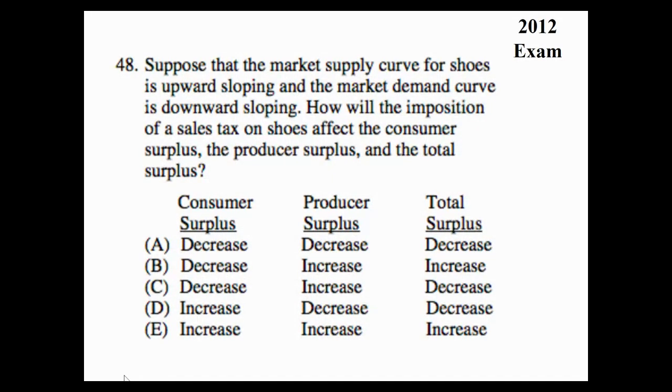Suppose the market supply curve for shoes is upward sloping and the market demand curve is downward sloping. How will the imposition of a sales tax on shoes affect consumer surplus, producer surplus, and total surplus? We know when there's a tax, both consumer and producer surplus will decrease. Therefore, total surplus is going to decrease because there's going to be a deadweight loss.